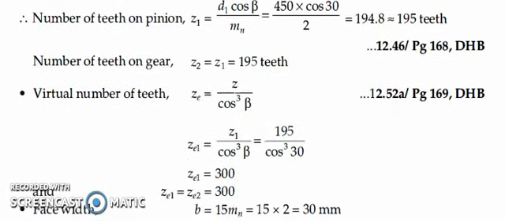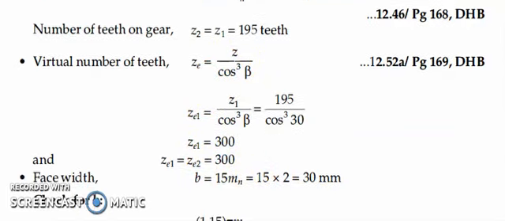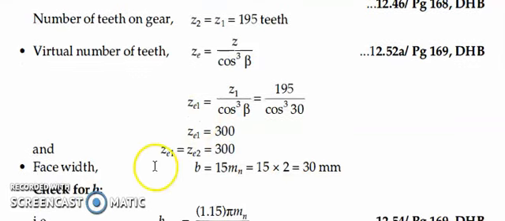Then we can find the virtual number of teeth. The value of beta is given, that is the helix angle. So using this equation we can find the value of ZE1 and ZE2. Both are same, that is the formative number of virtual number of teeth. And next we can find the value of B, that is face width. We assumed K is equal to 15. So from that equation we can take the value B is equal to 15 mn. Then that is equal to 30. Value of B is equal to 30.